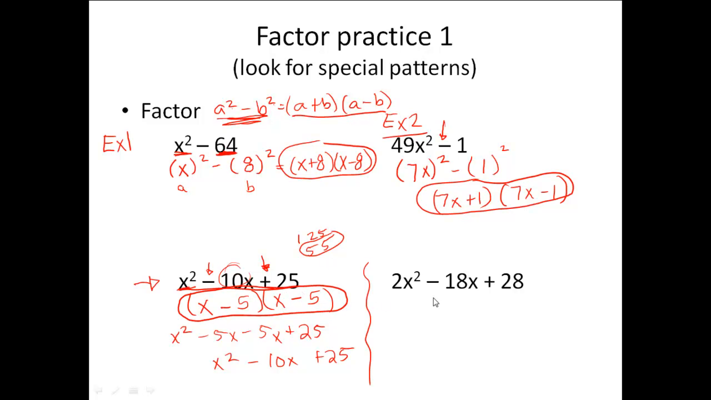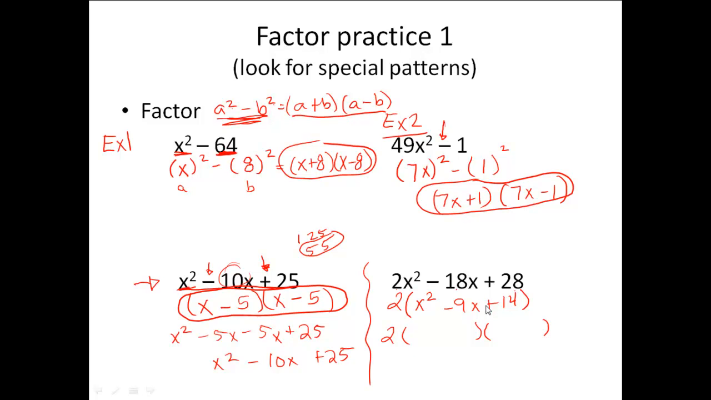Now this last one, as I look at it, it doesn't match my shortcut because it has 3 terms, so I'm just going to have to try to factor it regularly. But I notice that I can divide all of these numbers by 2. So I'm going to go ahead and pull that 2 out and set it in front and be left with x squared minus 9x plus 14. That makes my numbers a little bit smaller and a little bit easier to work with. Now the 2 doesn't go away. It still sits out here in front, but we can kind of ignore it for the time being.